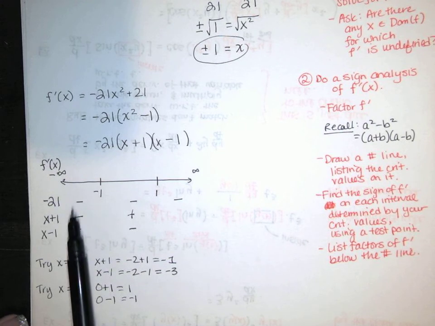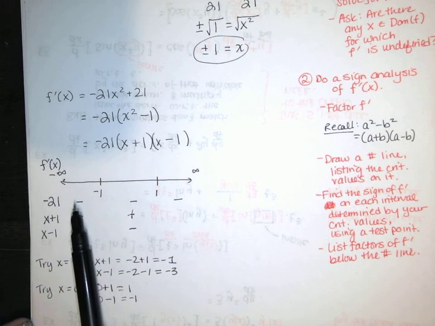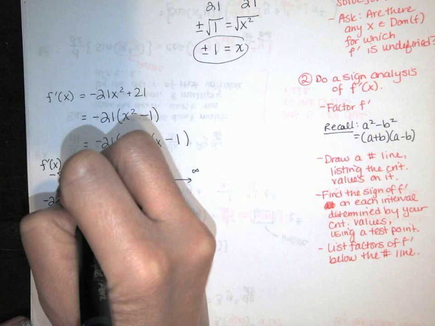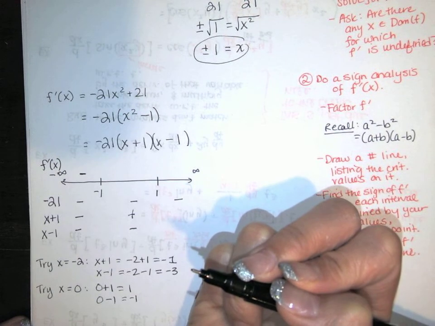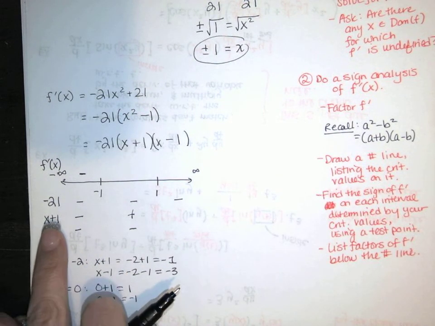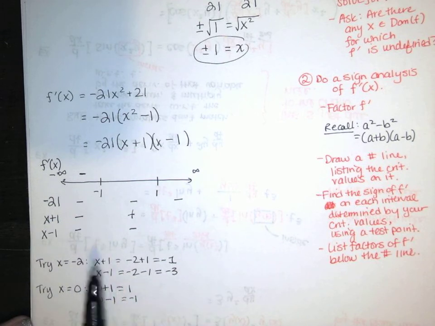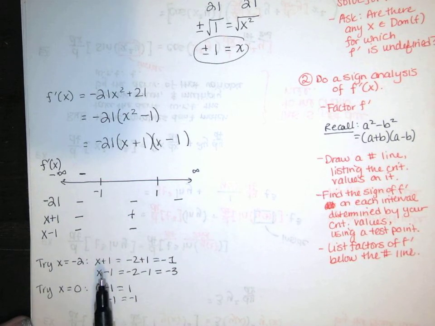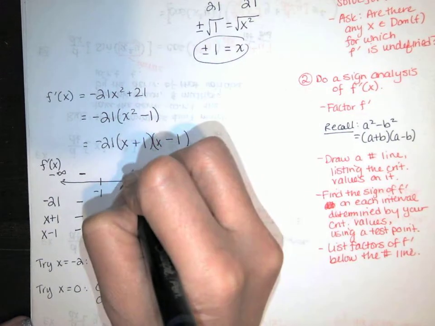So we found the sign of each of the factors, and then you multiply these together. So f prime is a negative times a negative times a negative on this interval. Negative times negative is a positive. Positive times negative is a negative. So f prime is negative over there. Okay, on the interval from negative 1 to 1, what do we get? Well, we have a negative times a positive times a negative. Negatives cancel in pairs, so this is positive.